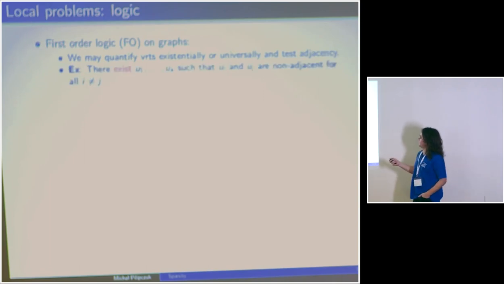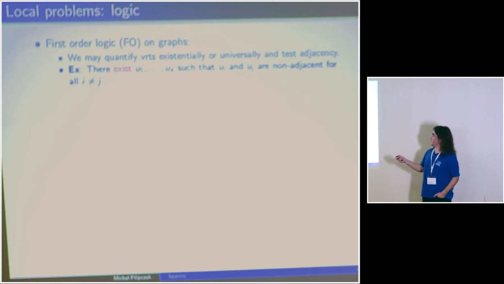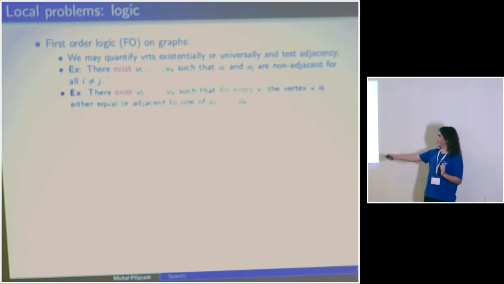First example, I can write the following sentence in first-order logic on graphs. There exists a vertex u1, there exists a vertex u2, there exists a vertex uk, such that these vertices are pairwise non-adjacent. What is this problem? Independent set. I just phrased that there exists an independent set of size k. Now if I write there exist u1, u2, up to uk, such that every vertex v is either equal to one of those or adjacent to one of those, what is this problem? Dominating set.